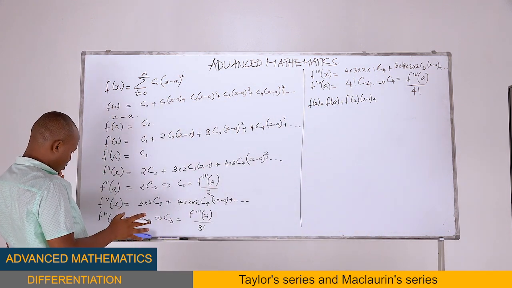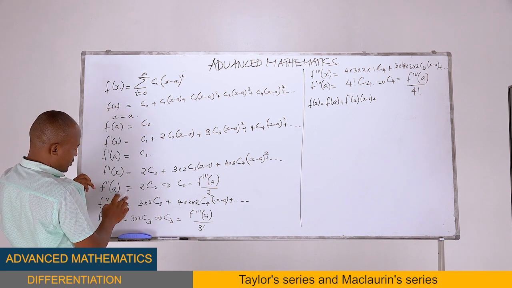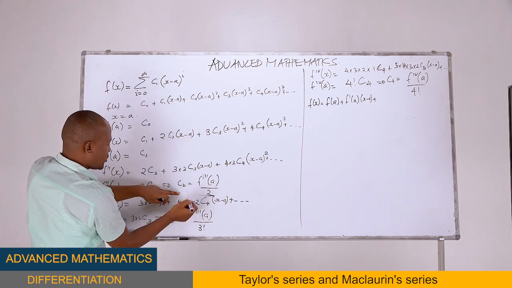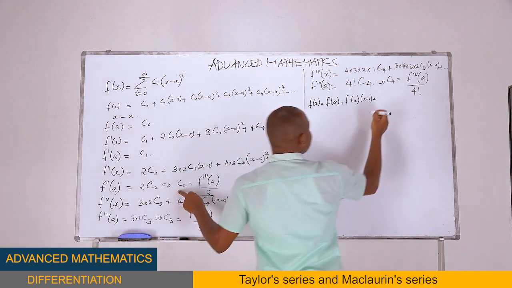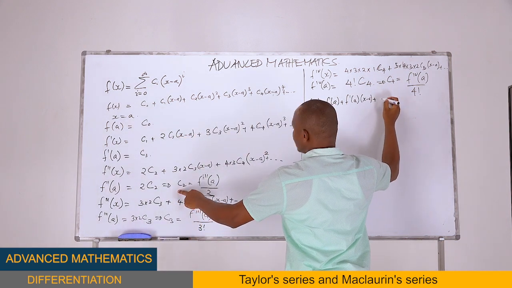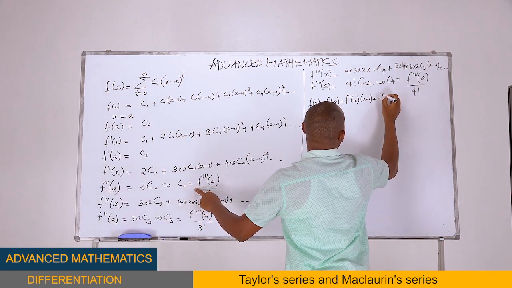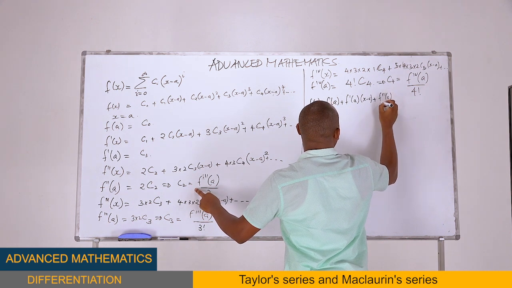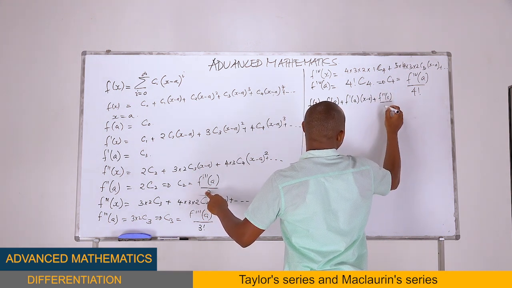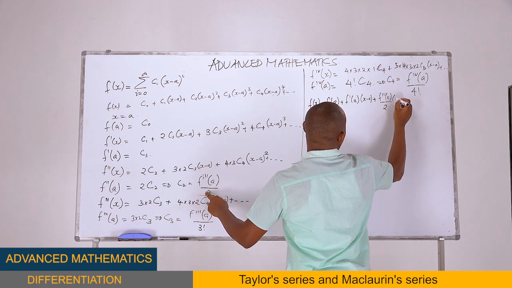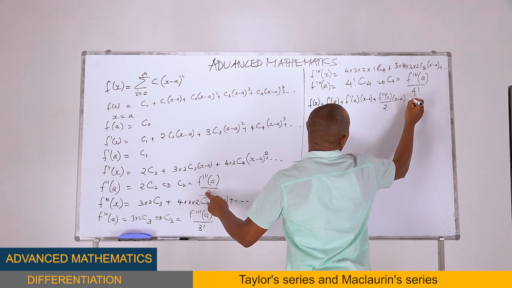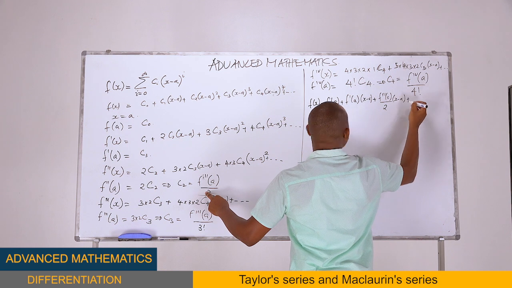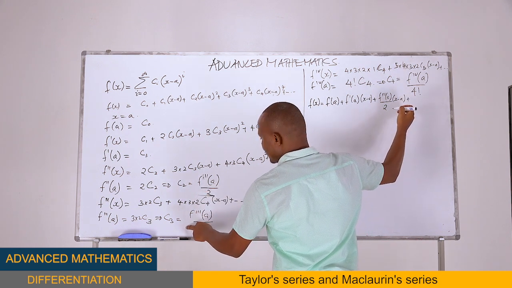Where is c2? Oh, yeah, c2, this one. Sorry, this one. So we have c2, and the value of it is f double dash of a over 2, and that is multiplied by x minus a. Then let's go on. What about the third one?